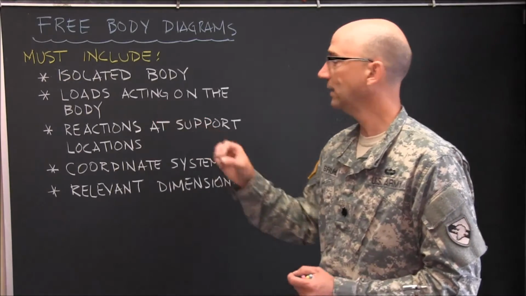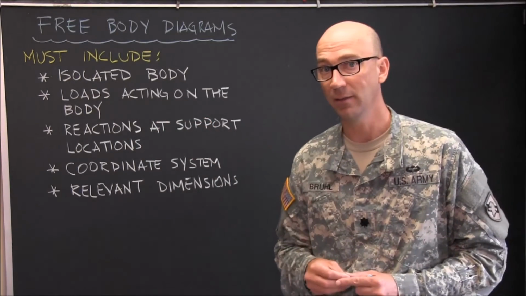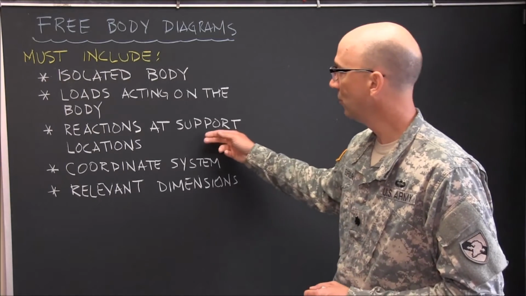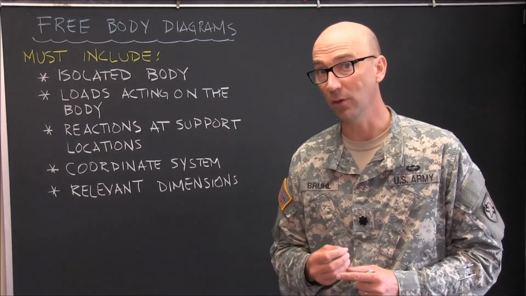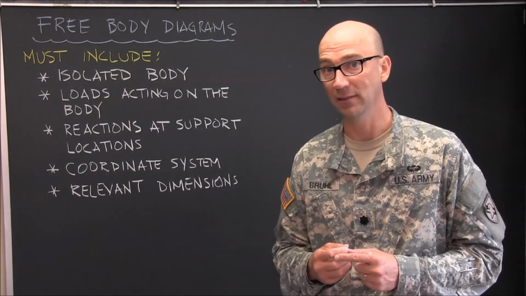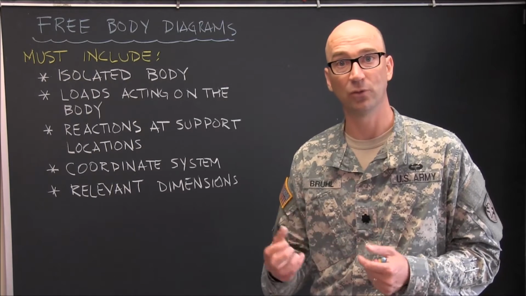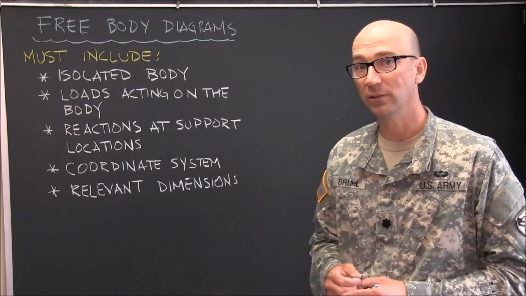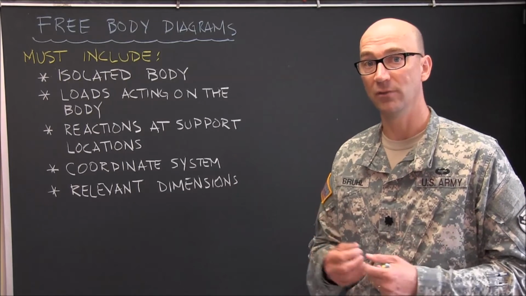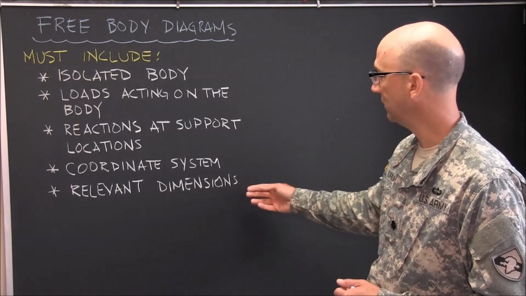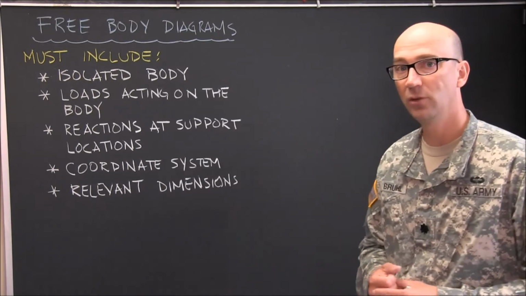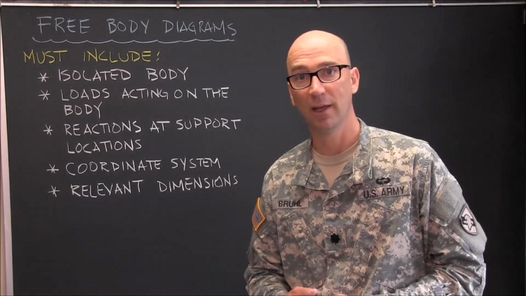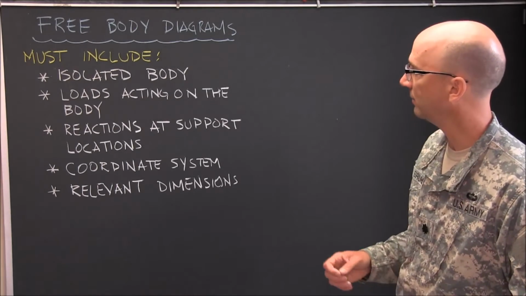Then we'll show any loads that are acting on that body as force or moment vectors. We'll also show reactions at the support locations on that isolated body, again as force or moment vectors. We need to include a coordinate system that enables our communication of direction when we're talking about these various vectors, and then we'll also need to include any relevant dimensions. We may also want to include labels as well on our free body diagrams.